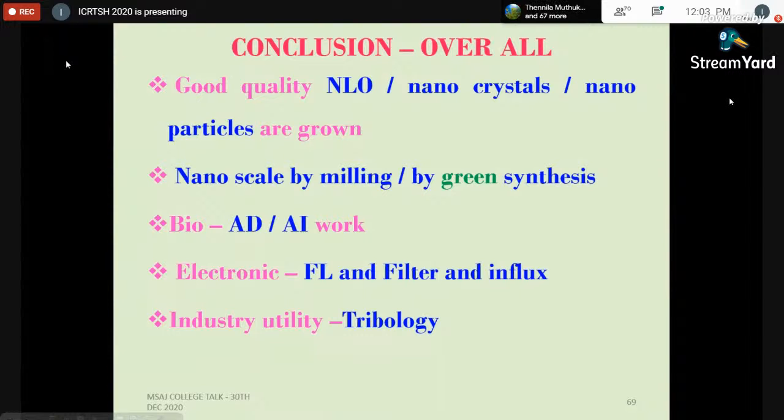XRD representation for the macrocrystals as well as nanomaterials. The nanomaterials are directly obtained by milling. Nanoparticles can be directly synthesized at the nanoscale by the green synthesis method, or the macro scale can be converted to nanoscale by the milling method.